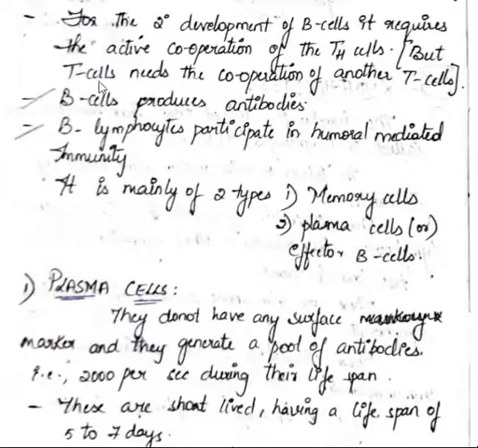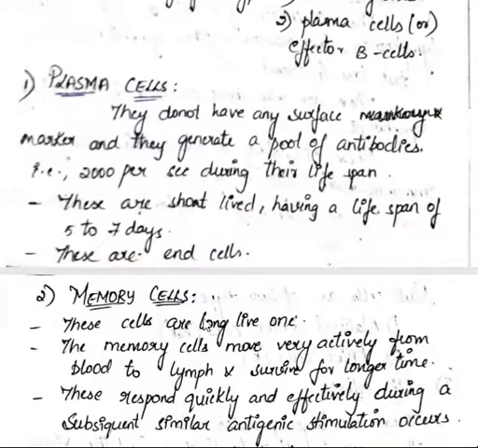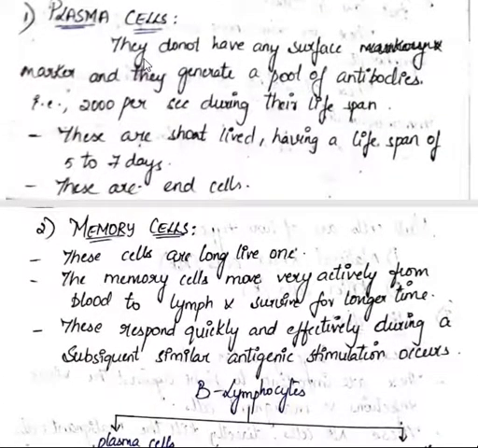Now these B lymphocytes or B cells are again of two types. One is called a memory cell, another is called a plasma cell or effector B cell. Let's see what a plasma cell is, and then we'll move to the memory cell. The plasma cells do not have any surface markers and they generate a pool of antibodies, about 2000 per second during their lifespan. That means one plasma cell will give this many antibodies. These are short-lived, having a lifespan of only 5 to 7 days.